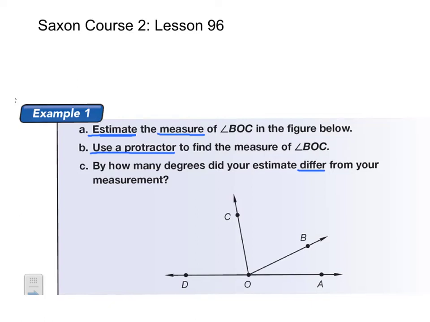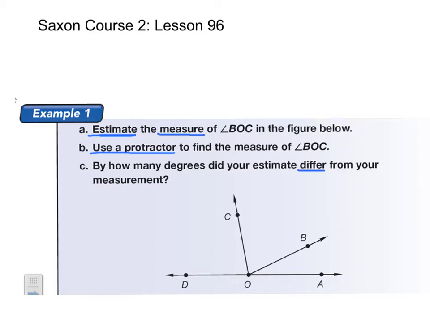Hey, today we're going to talk about Saxon Course 2, Lesson 96. Now, part of this lesson is about estimating the measurement of angles. The other part is using a distributive property. Let's look at our first example.